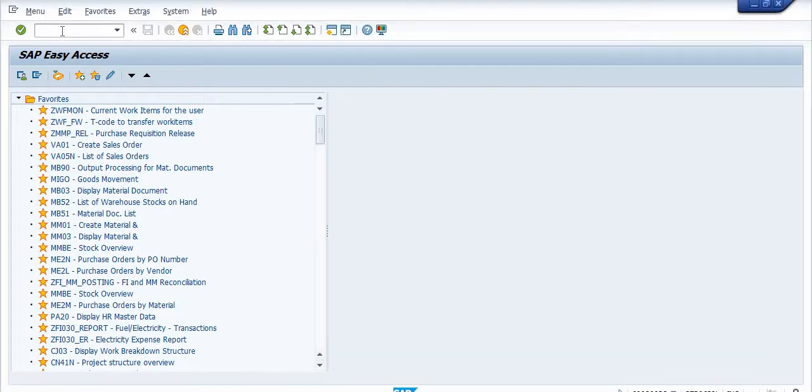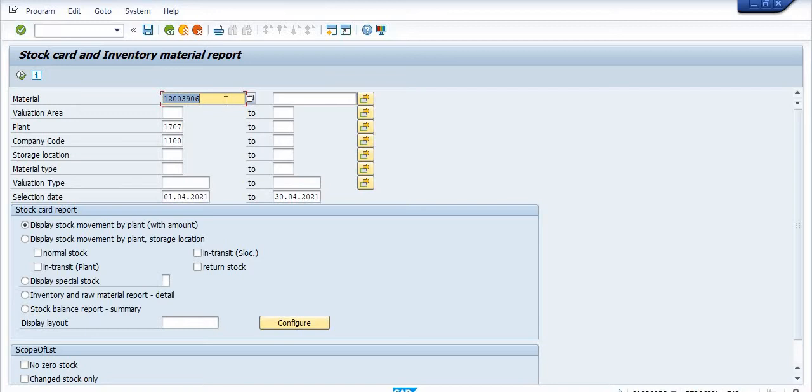Here you just execute the transaction code in the command window. I'm just executing this transaction code. The material is the 4+1 phase power plant, material code 12003906, and this is the material code of the power plant 50 ampere, plant 10107.